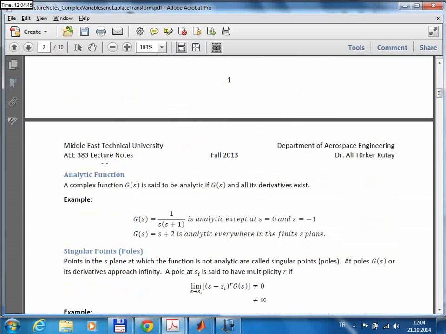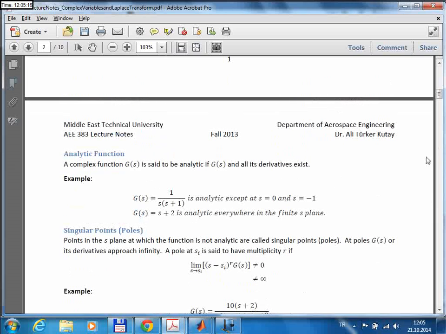Okay, now let's define an analytic function. A complex function is said to be analytic if the value of the function and all its derivatives exist. So this means the value of the function and the derivatives of the function everywhere should have a finite value. That's what we mean by derivative exists. So if the derivative or the value of the function becomes infinity, then that means that function is not analytic.